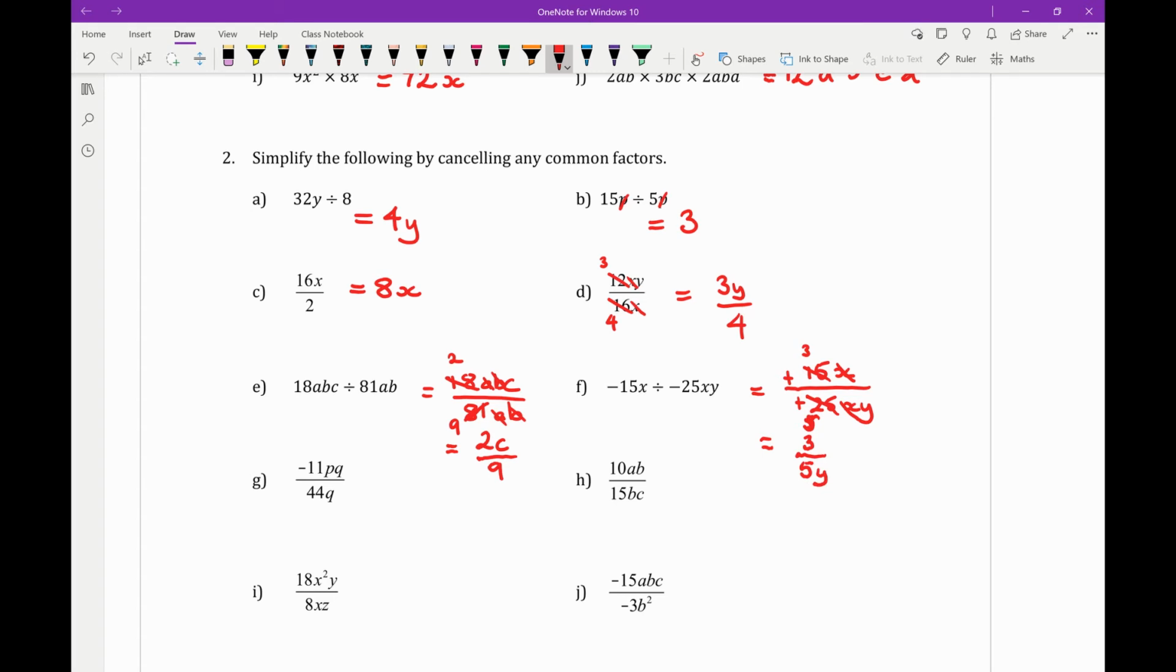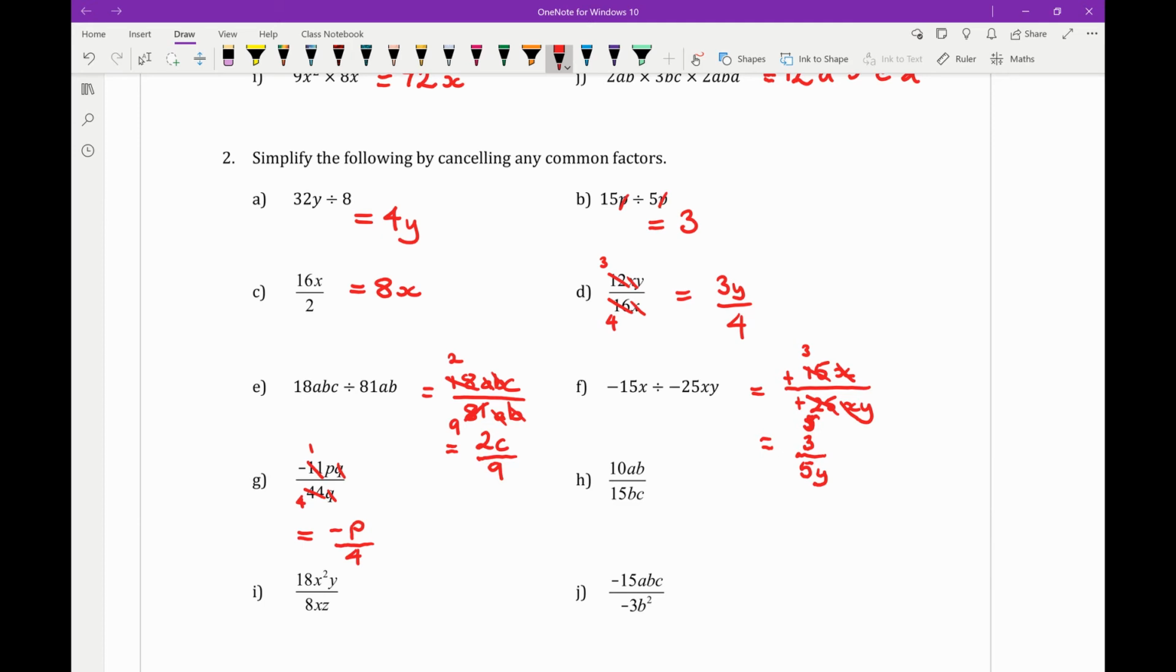In G, okay, it's written as a fraction already, so we want to simplify the minus 11 over 44. Both of those numbers can be divided by 11. That would give us a 1 and a 4. We can also cancel the q's, which gives us a minus 1, but we don't need to write the 1 because we have a letter there, p. So we can say minus p over 4. That's all that's left on the bottom.